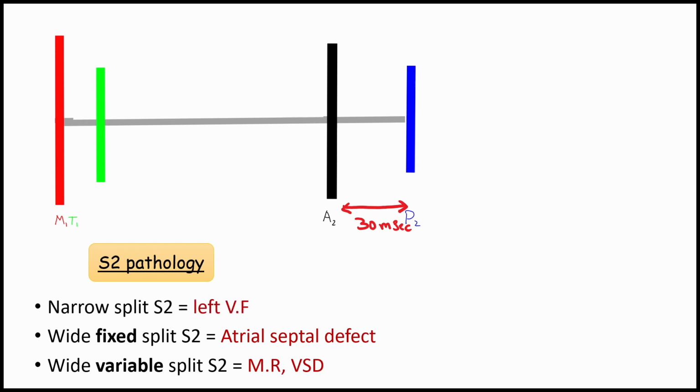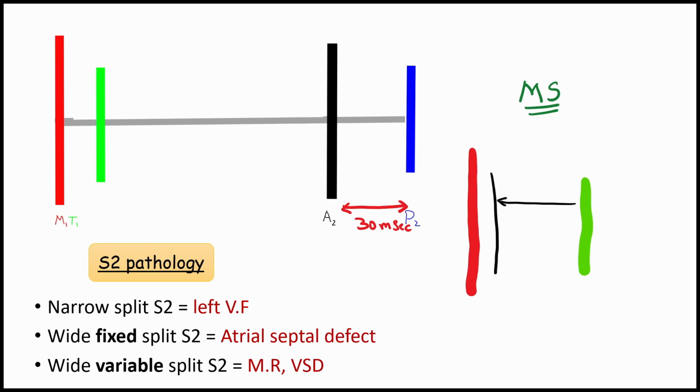Let's see what happens to the S1 during mitral stenosis. During mitral stenosis, blood takes a long time to fill from the left atrium to the left ventricle. So the mitral valve closes later. So we can see a narrow split first sound. If it progresses, the closure of the valve takes even longer. So the split is even narrower. If the disease progresses, we can hear a reverse split sound.